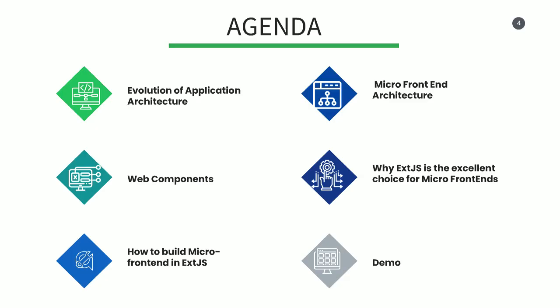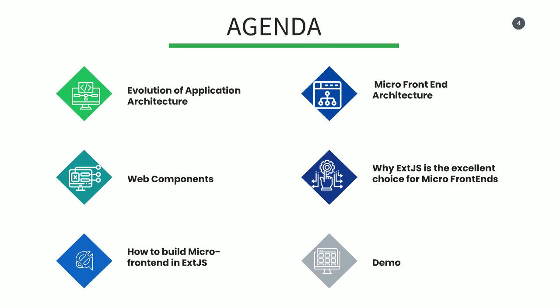So let's get on to the agenda. This is a brief agenda. We talk about the evolution of application architecture, meaning how application architectures have evolved from the time end user applications were first developed. That sets the context for the need of the micro frontend architecture. Then we cover what the micro frontend architecture is and why we need it.